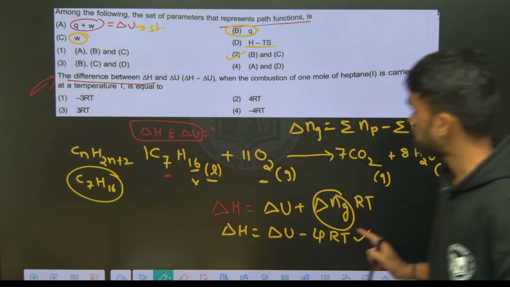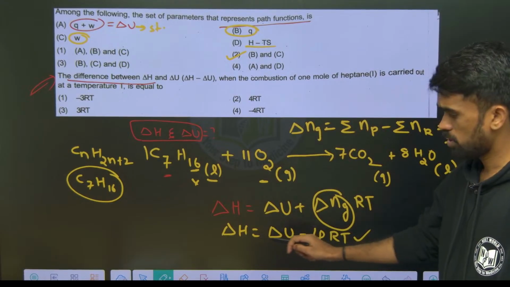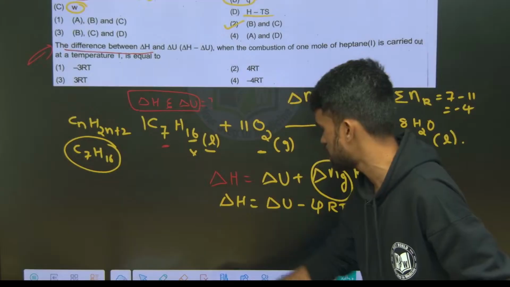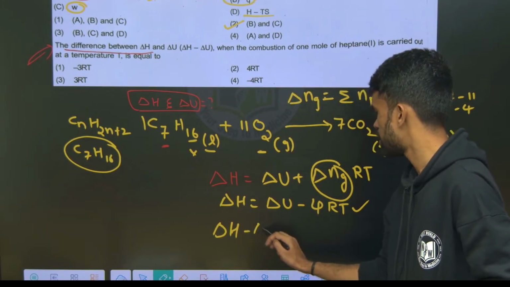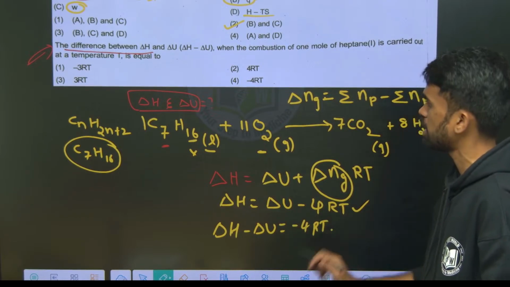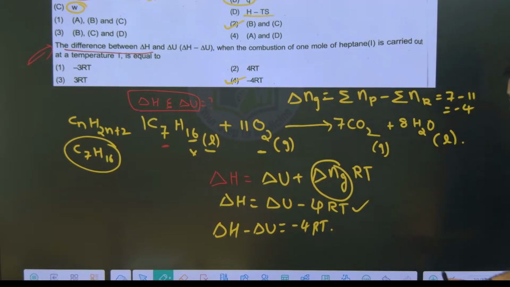Yeah. So what is our option for this? Delta H equals delta U minus RT. Now they are asking for the difference. So the difference means delta H minus delta U equals minus 4 RT. That's it. This is simple, very easy, right? So minus 4 RT will be your answer. Hope this is clear, right?